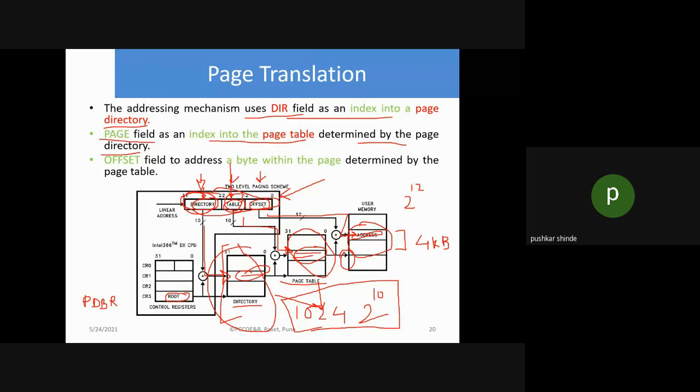I know it is a bit advanced, but understand the basics. This is also an important part of your subject, page translation. Page translation is the conversion of linear address to physical address. The actual location in the memory is found in the physical address. So the output of the page translation will be your physical address.